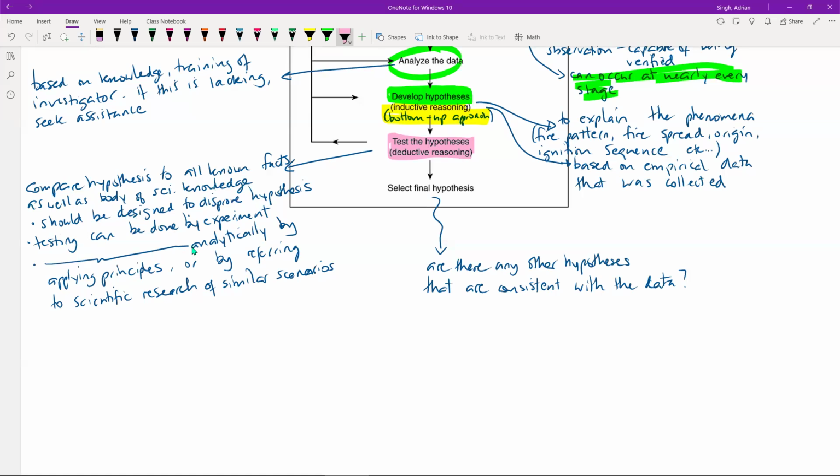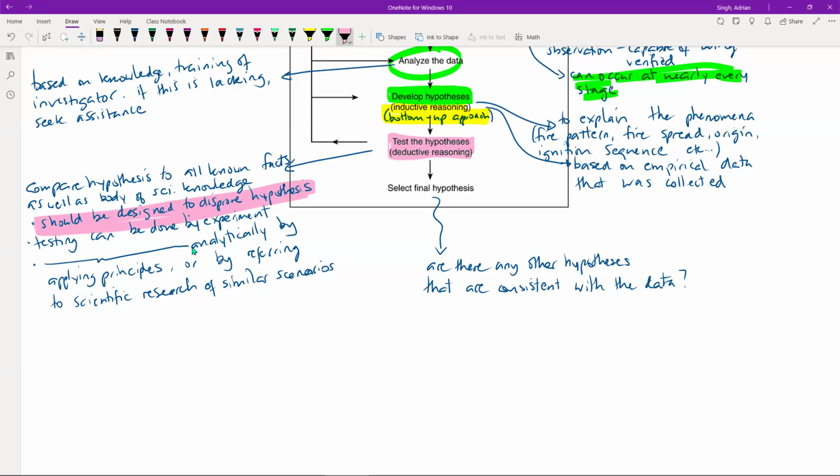The testing of the hypotheses needs to be designed to try to disprove the hypothesis. Okay, this is the proper way to approach a fire investigation. When you test a hypothesis, you are trying to disprove it. And then you test your other hypothesis. So what you're doing is you're trying to rule out hypotheses from being correct, right?